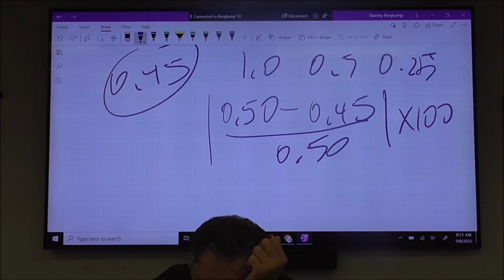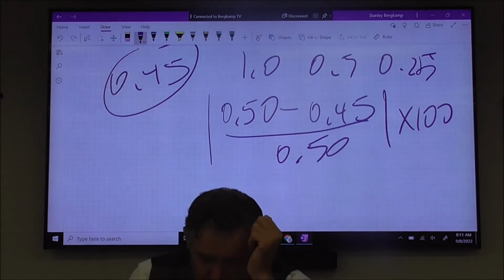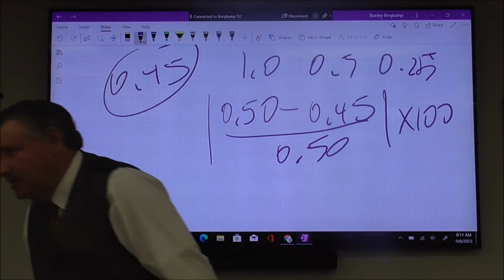No, you won't get 5%. You're going to get 2.5, something like that. 0.5 minus 0.45 divided by 0.5. No, it's like 10%.